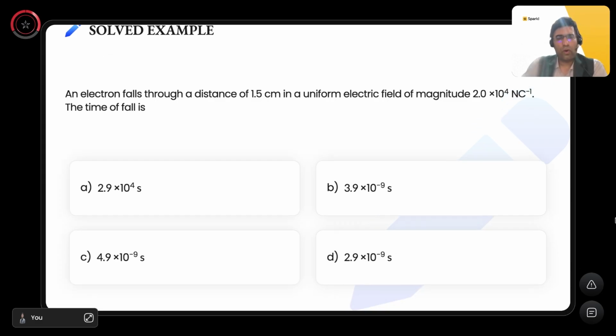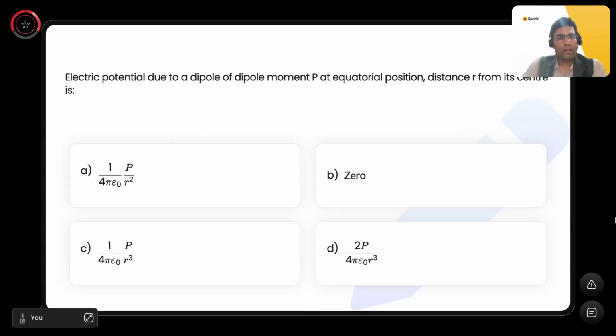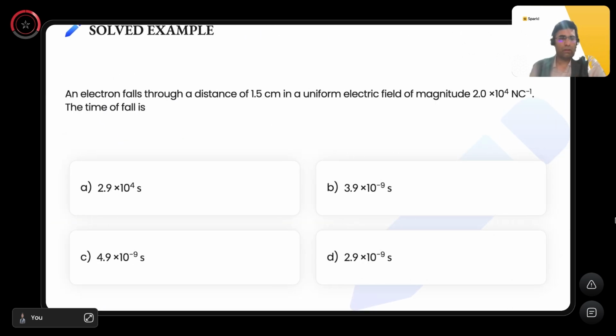Now, electric potential due to a dipole moment at equatorial position at distance r from its center is... At the equatorial position, the potential is zero. You have to remember, don't get confused between electric field and potential. I did this question because many students get confused between potential and electric field for a dipole. You have to remember the correct formulas, the correct conditions, and then solve the problems. Don't make mistakes by panicking.